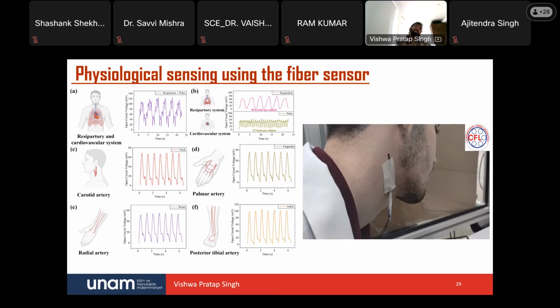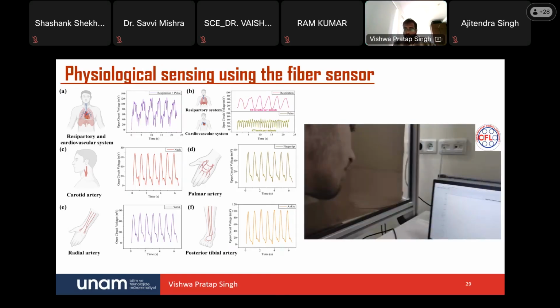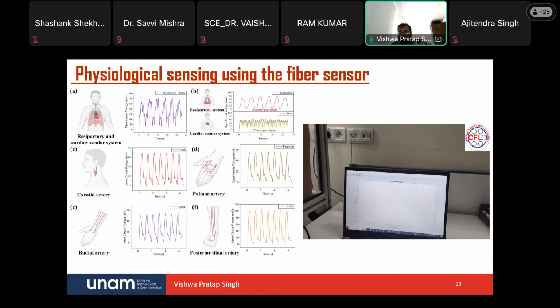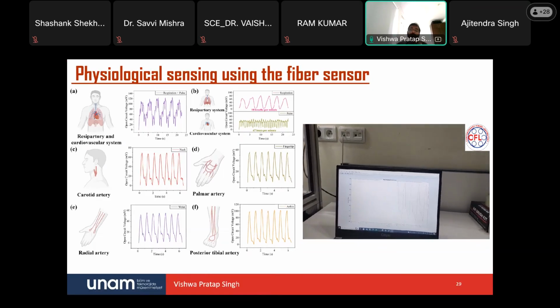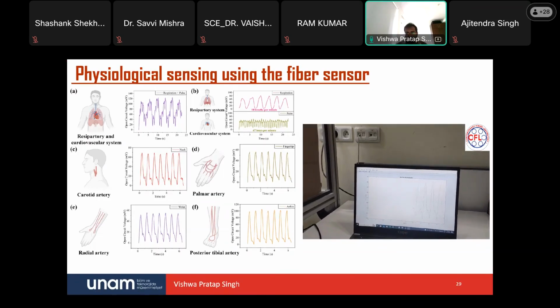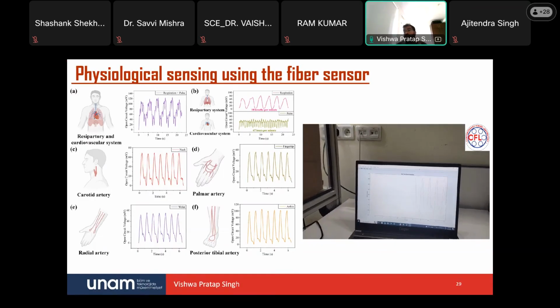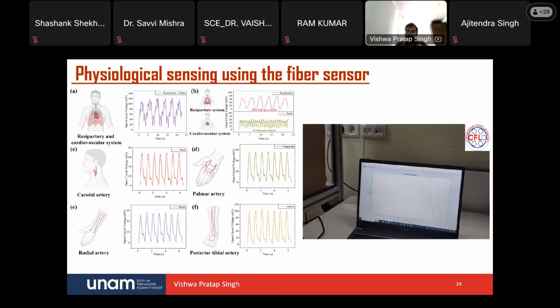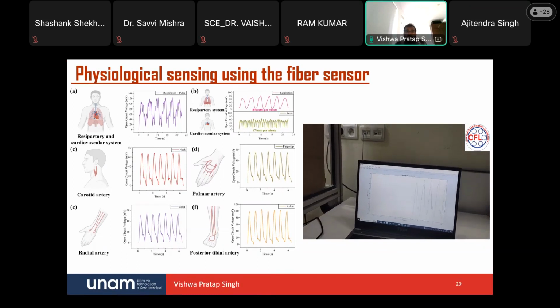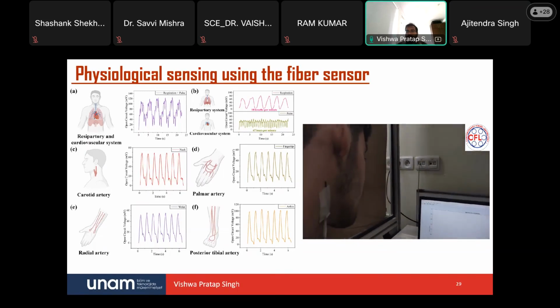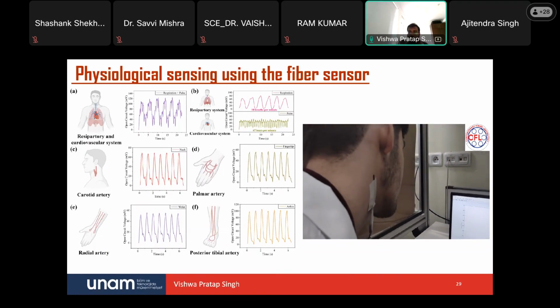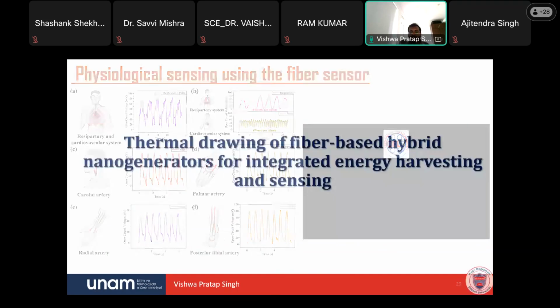So we put this here and we are getting the data. This is very cheap and very scalable, thermally drawn fibers. So we can get rid of those advanced systems and make cheap systems. So these could be accessible for everyone. So that's what we can see.